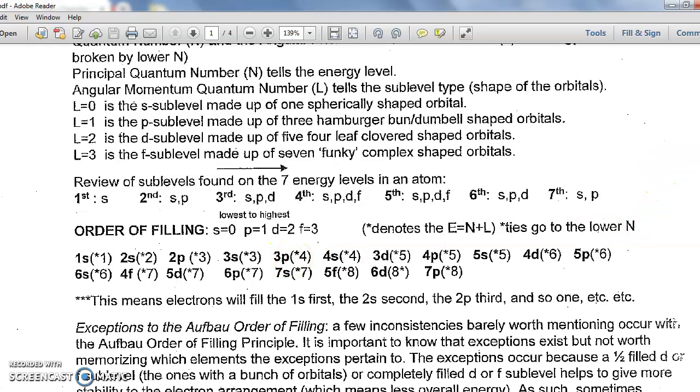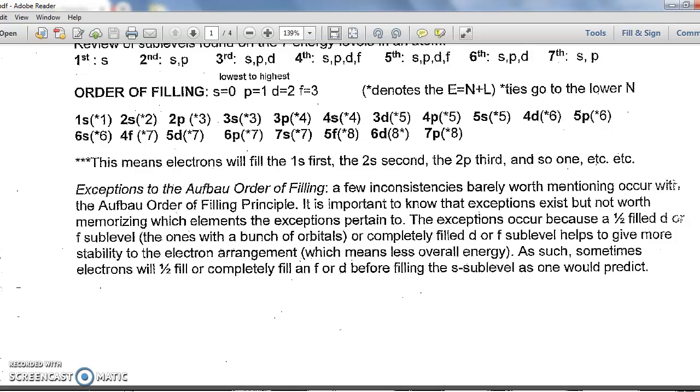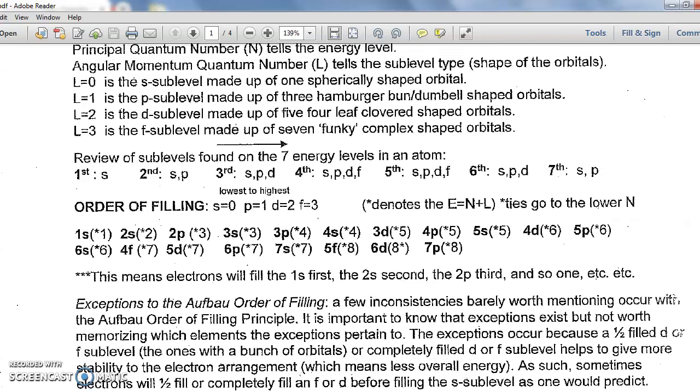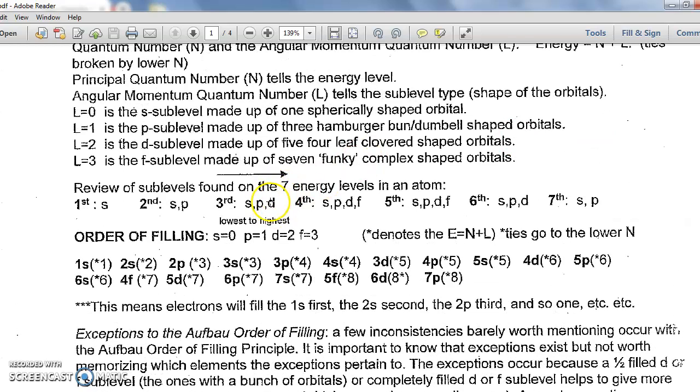But we already learned that the third level has an additional sublevel. The third level has the d sublevel. What's the energy of the 3d? Well, when you're in the d, the energy is 2. 3 plus 2 is 5. On the fourth level, if an electron was going to be in the 4s, remember with s, the second number is 0. 4 plus 0 is 4.